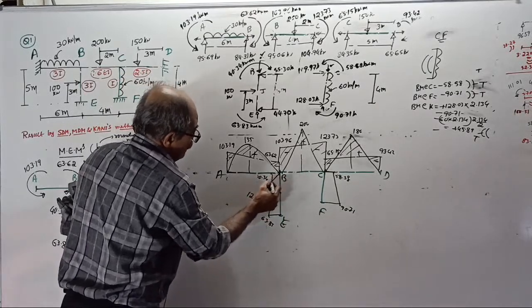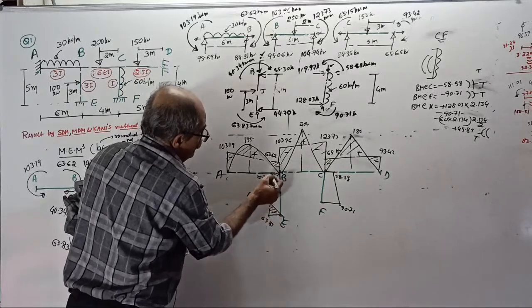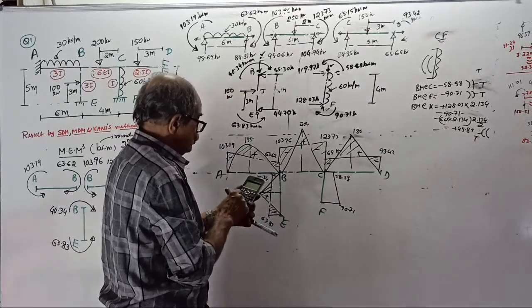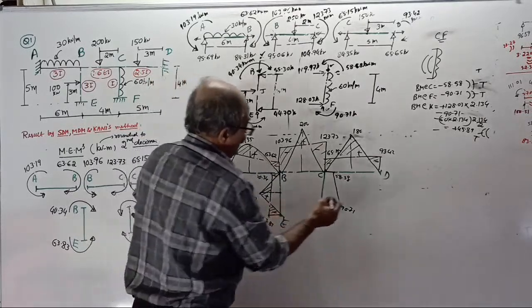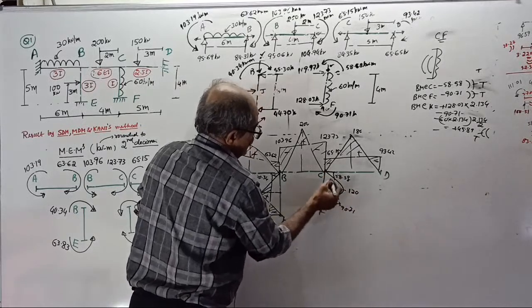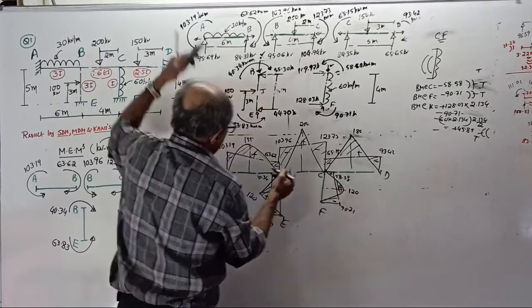Loaded side you have to plot. Negative, positive, negative. Here WL square by 8: 60 into 4 square divided by 8 is 120. Negative, positive, negative. Now the elastic curve.